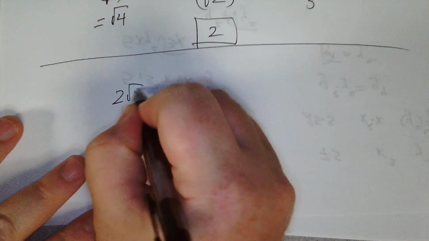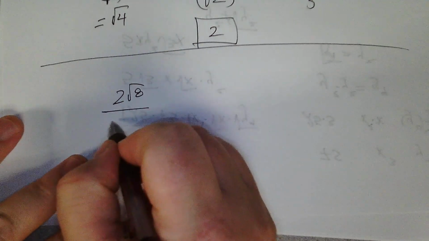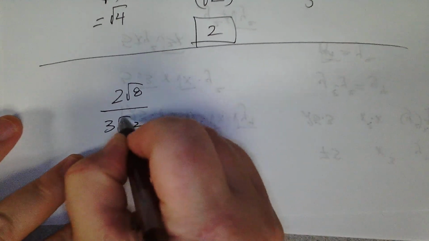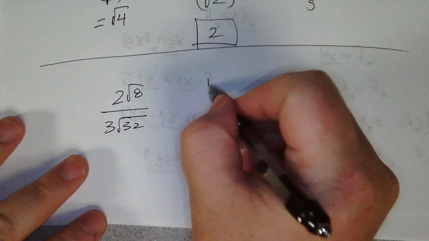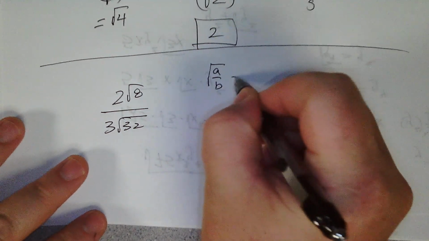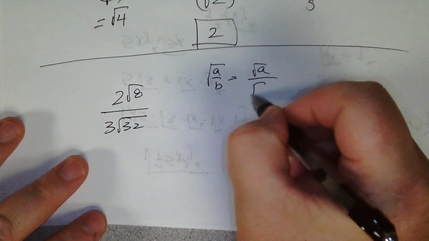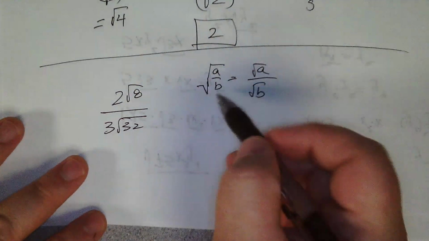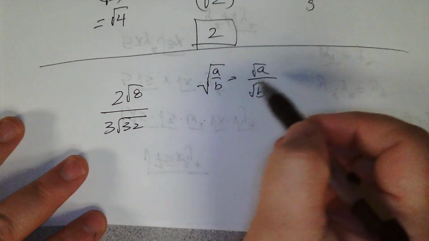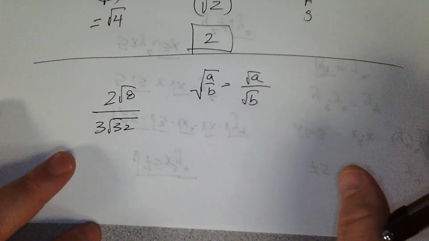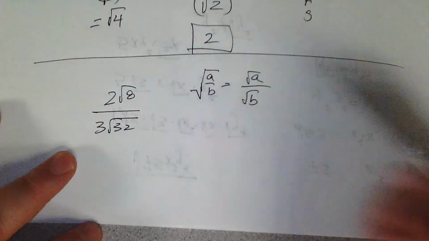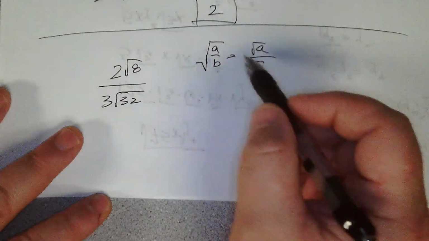2 root 8 over 3 root 32. So look, you see these two square root things right here? This is true about square roots. You can separate them like that. They're both inside the square root, so you can separate them. Or if they're already separated, you can put them together. It really depends on what it is that you notice. Here's what I notice. 8 and 32 could be reduced. So I would do this right here.